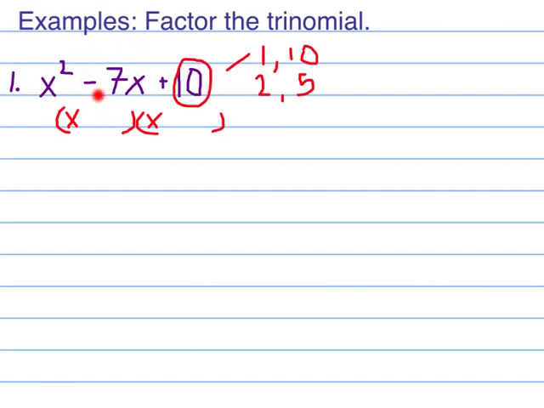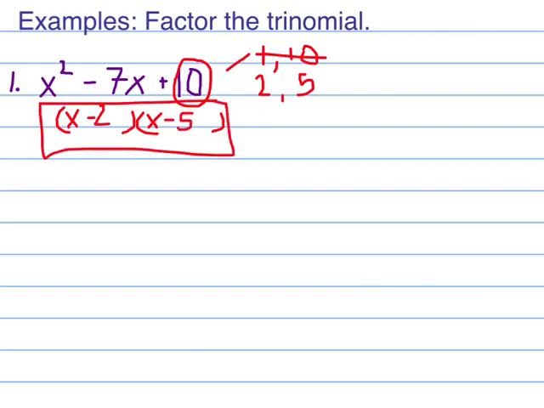And then, to tell if they're going to be positive in the factors or negative in the factors, we have to look at that 7x. Since it is a negative 7x, then our factors have to be negative. So if I have negative 1 plus negative 10, that's negative 11. So that does not equal negative 7. Negative 2 plus negative 5 is negative 7. So those would be our factors. And then we have factored our trinomial.